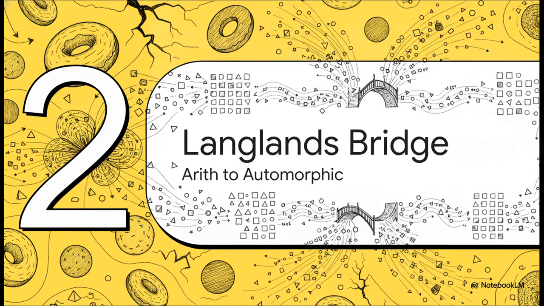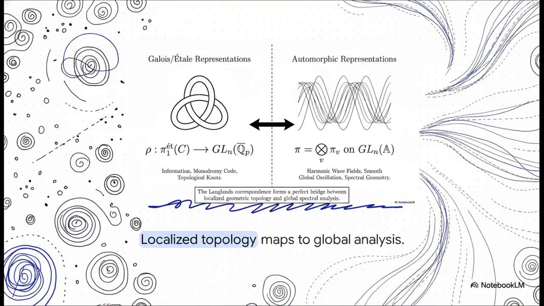Moving right along to part 2, the Langlands Bridge, taking us from arithmetic to automorphic. Notice the absolute perfect mathematical duality we've got going on here. On the left side, we have our arithmetic side. This represents localized geometric topology, the physical knots, the twists, the monodromy code in a topological space. But then, the Langlands correspondence acts as a bridge. It takes that tangled knot and transforms it into the right side, automorphic representations. These are incredibly smooth, oscillating harmonic wave fields distributed globally across an Adelic space. We're translating a physical knot into a smooth wave.